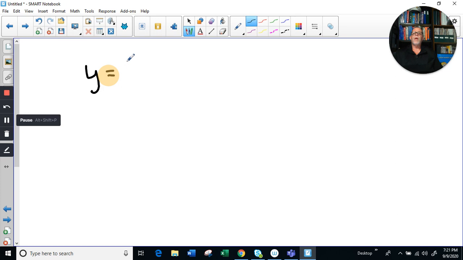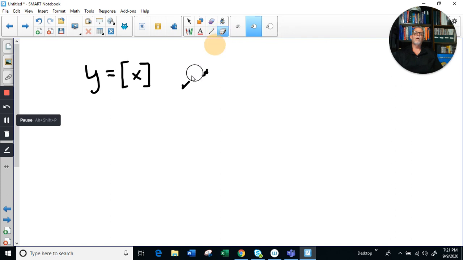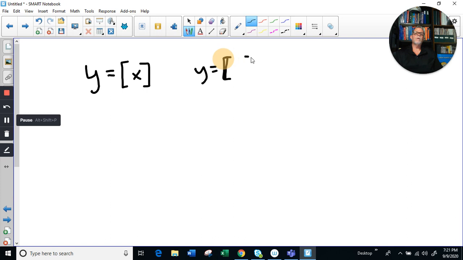Now I'm going to tell you that this could be a double barred bracket. These are the same thing. Whoa, I did not want to do that. All right, sorry about that. All right, so that is the same thing as this. A double barred bracket or a bracket. You can also see it with just the bottom. They call it the floor function, just the bottom bracket, not a top bracket.